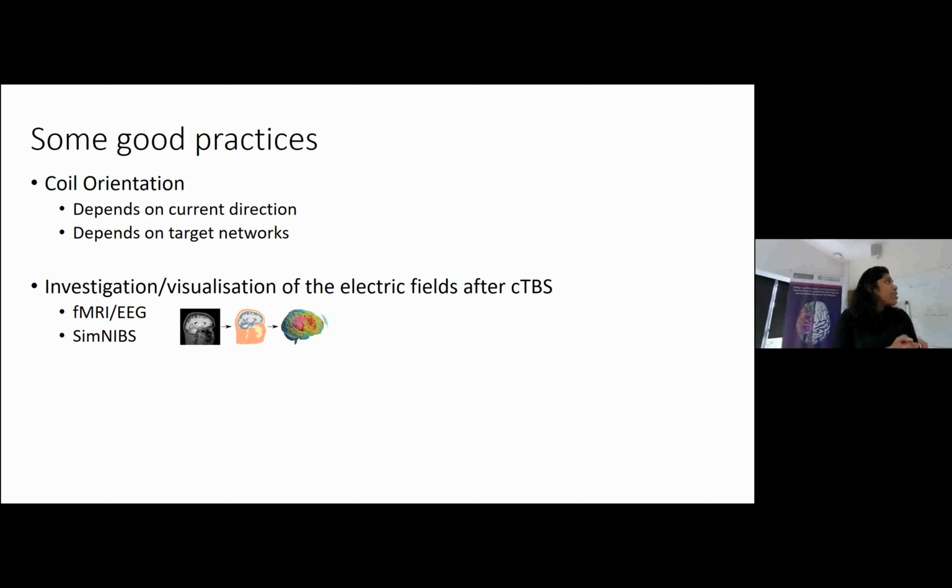And you can also do some post hoc modeling after the TMS is performed. So if we have the structural scans of all the participants, and if we know the coil orientation and the region of stimulation, then we can use SimNIBS, which is a simulation software for simulating how the electric fields would have been for that particular participant. And then we can look at which networks we actually ended up hitting using the cTBS protocol for that participant.